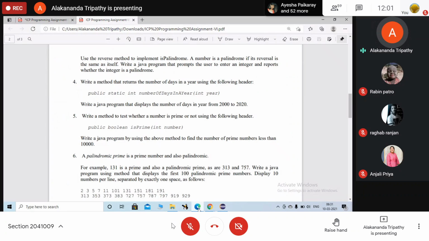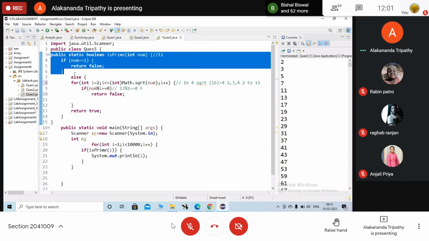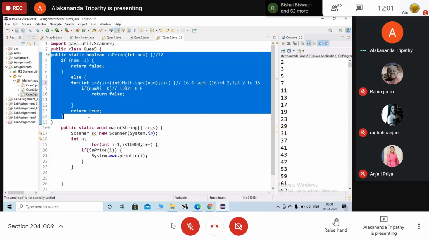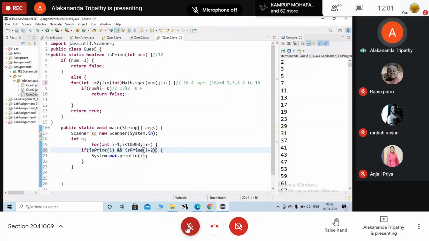ओके. सो इन क्वेश्चन नंबर, देखो ये जो क्वेश्चन 7 है, यहाँ पर क्या बोला गया है? Twin primes are the pair of prime numbers that differ by 2. जो 2 से डिफर होगा. सो तुम्हें कौन सा लॉजिक यूज करना है? You need to use this logic. इसी लॉजिक को यूज करोगे और ट्विन में यहाँ पर क्या करोगे? isPrime(i), यहाँ पर बस और एक कंडीशन क्या डालोगे? And isPrime(i plus 2). Only this one statement you need to add.